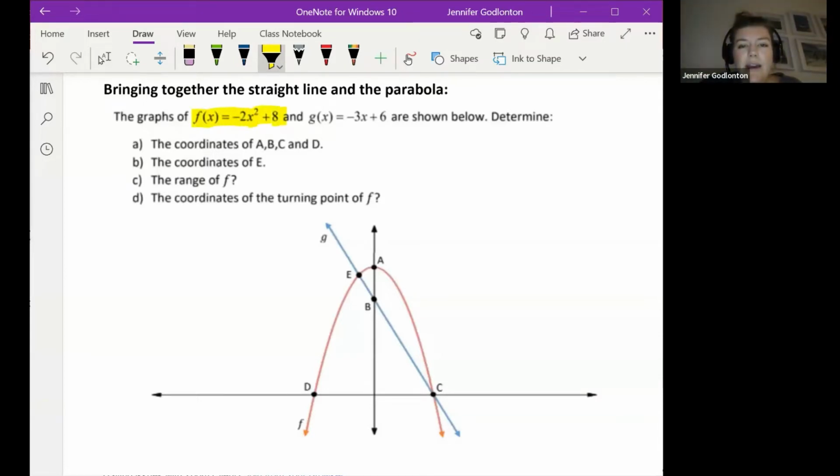So like here, they're talking about f, and they're saying it's negative 2x squared plus 8. Is that a straight line or is that a parabola, that equation? Negative 2x squared plus 8. Is that a straight line or is that a parabola?